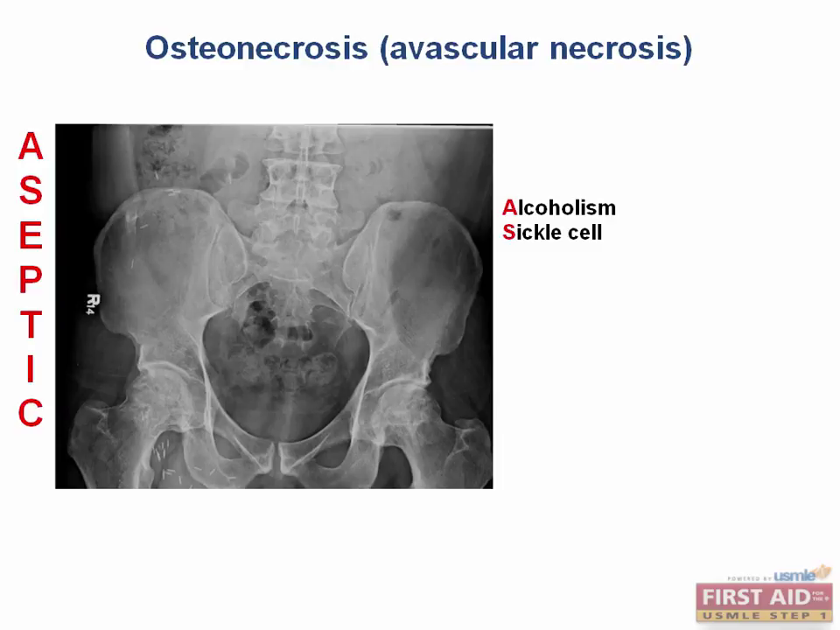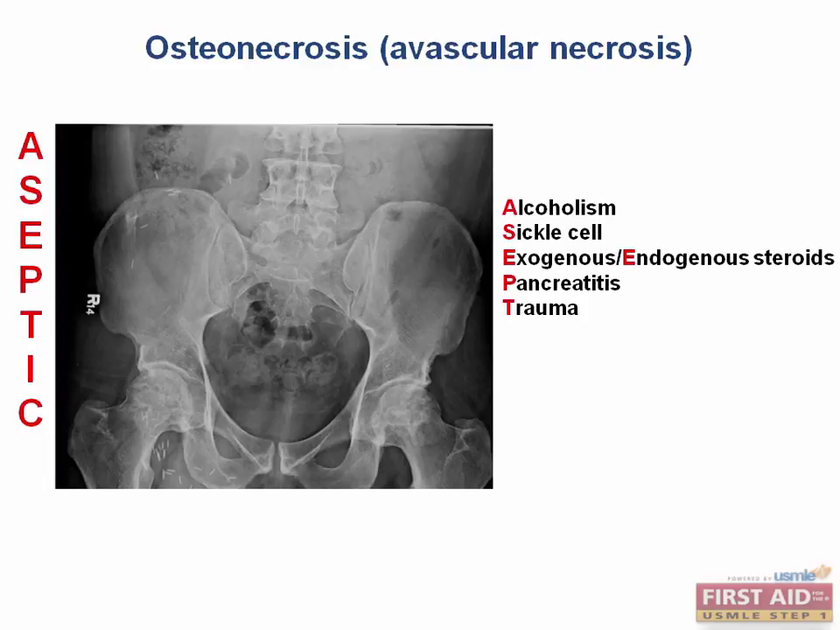Other things that can cause avascular necrosis are steroids, either endogenous or exogenous, pancreatitis, trauma, or idiopathic, such as Legg-Calvé-Perthes disease, or even Caisson's disease, also known as the bends. If the blood supply to the part of bone involved in a joint is affected, it can often lead to a destruction of the articular surface, causing significant joint pain.